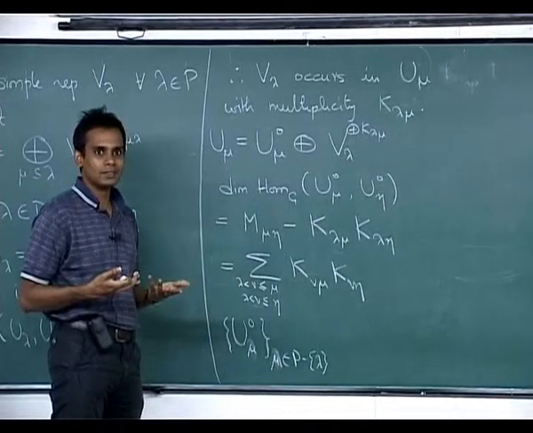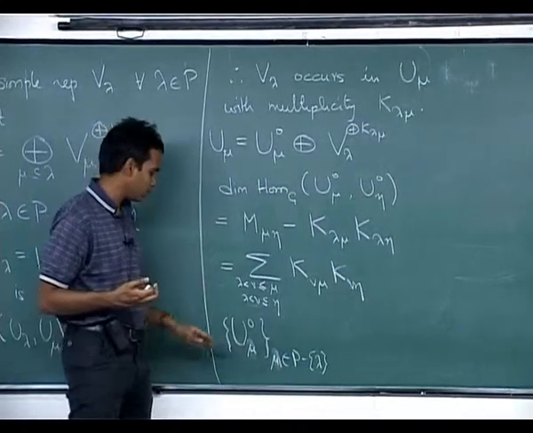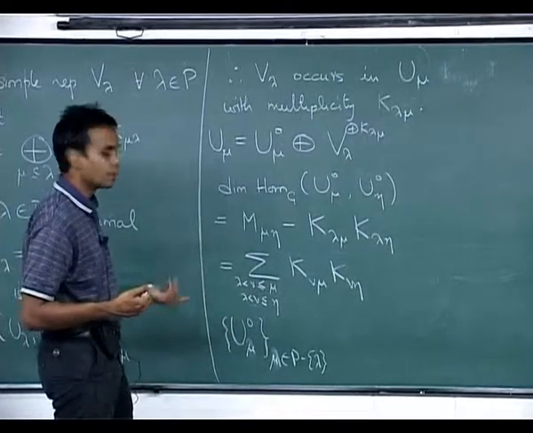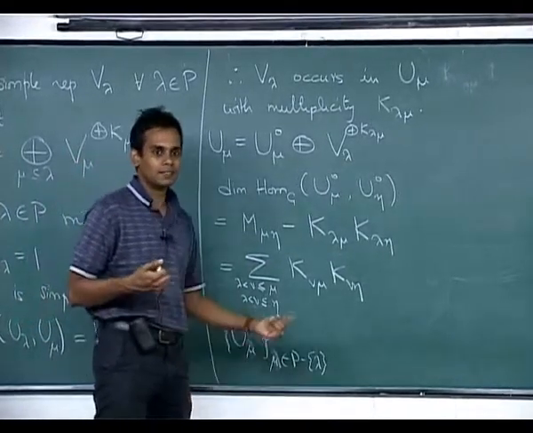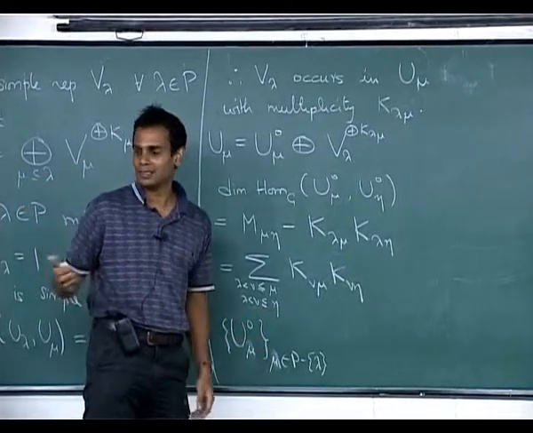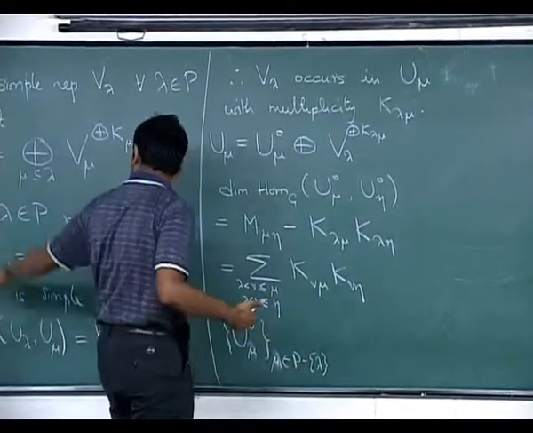By induction, you can now get the theorem. So, the theorem follows by induction on the cardinality of P. If P had just one element, okay, that is really just the first step of the proof.